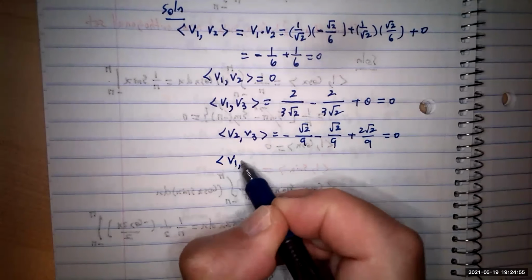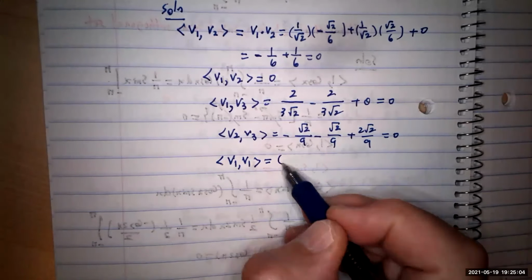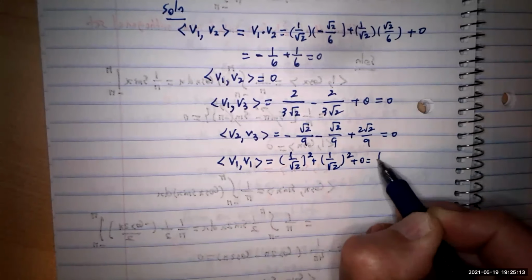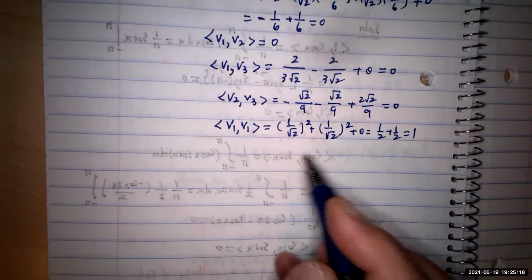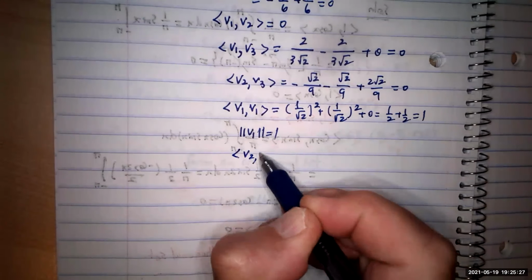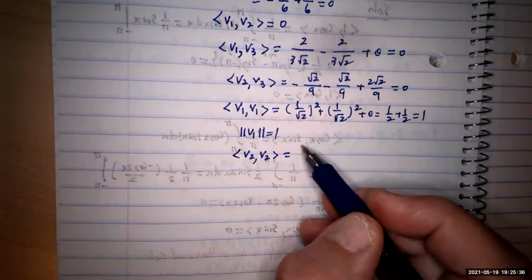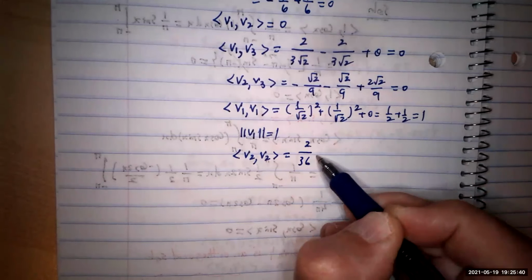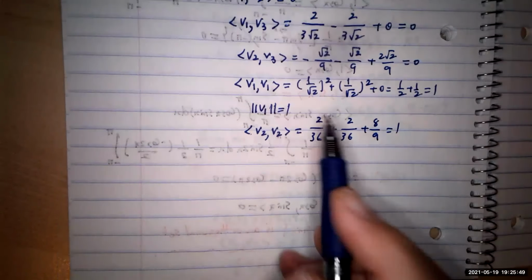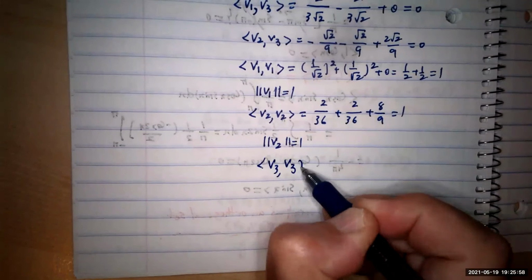Now you consider the norms to see if they are orthonormal. V1 dot V1 is (1/√2) squared plus (1/√2) squared plus 0, which gives you 1/2 plus 1/2, equal to 1. So the norm of V1 is equal to 1. Similarly, we can check the others. V2 dot V2, when you multiply the components together, gives 2/36, 2/36, and 8/9, so it is equal to 1, and the norm of V2 is 1. The V3 dot V3 is also equal to 1.